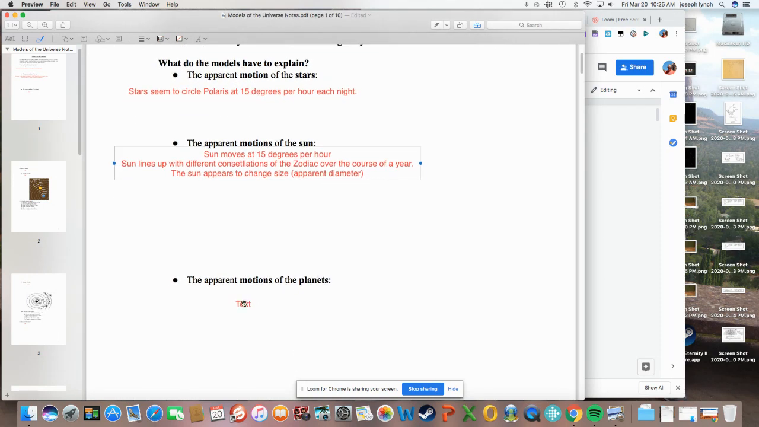And then the planets move at 15 degrees per hour. Planets travel through the zodiac like the sun. The planets do something the sun doesn't do. We call that retrograde motion. And the planets seem to change size as well.